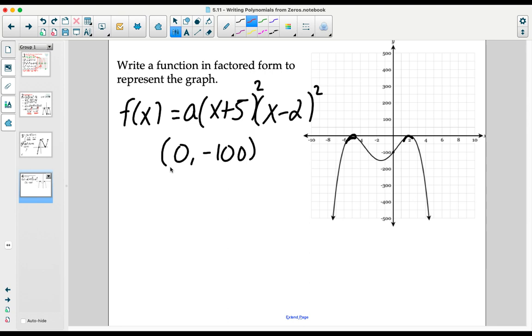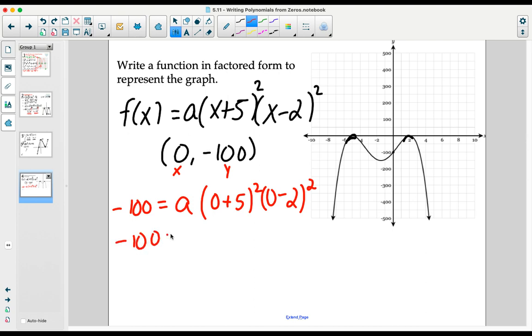Because we know that it's a y-intercept, we know that its x-coordinate must be 0 and its y-coordinate must be -100. We can substitute those numbers into the function, and it will look like this: -100 equals a times (0 plus 5) squared times (0 minus 2) squared. 0 plus 5 is 5. 5 squared is 25. 0 minus 2 is -2. -2 squared is 4. And we're left with -100 equals 100a. And that, of course, means that a must be -1.